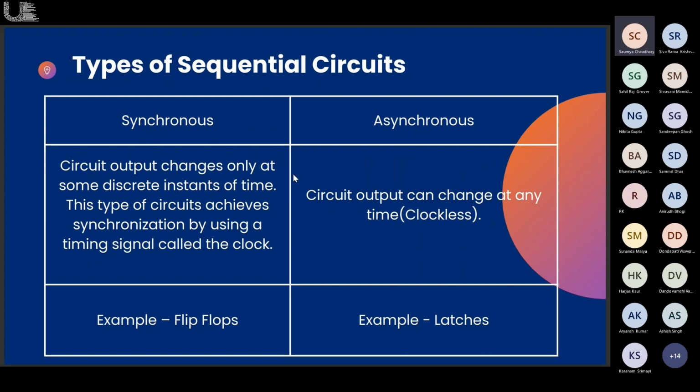Sequential circuits are also of two types: one is synchronous and the other one is asynchronous. In the synchronous one, the circuit output changes only at some discrete points of time. Like we cannot change the outputs as soon as we provide the inputs. We define some time interval in which we can change the output based on the set of instructions given as input. And in the asynchronous one, the circuit output can change at any time. The example for this is latches, and the example for the other one is flip-flops. We will study flip-flops and latches in a few minutes.